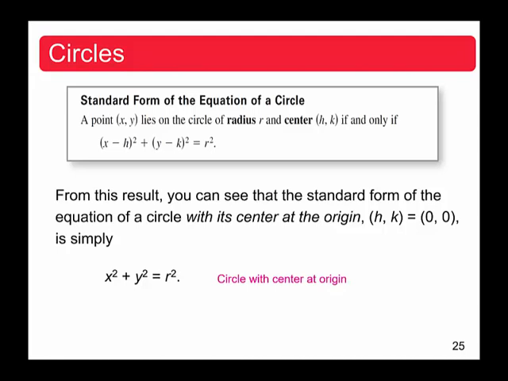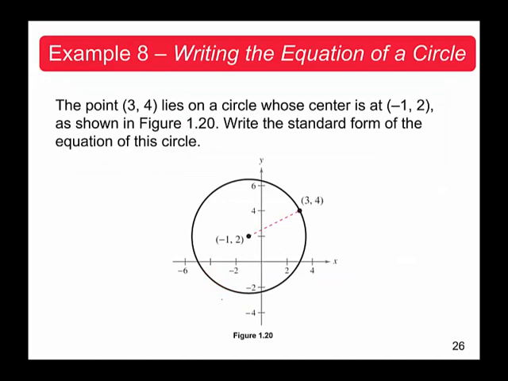And you can also see the standard form of the equation of the circle with center at the origin: if h equals 0 and k equals 0, then we get x squared plus y squared equals r squared. Here both h and k become 0. Okay. So this is what we call a circle with a center at the origin. And let's take a look at the example.